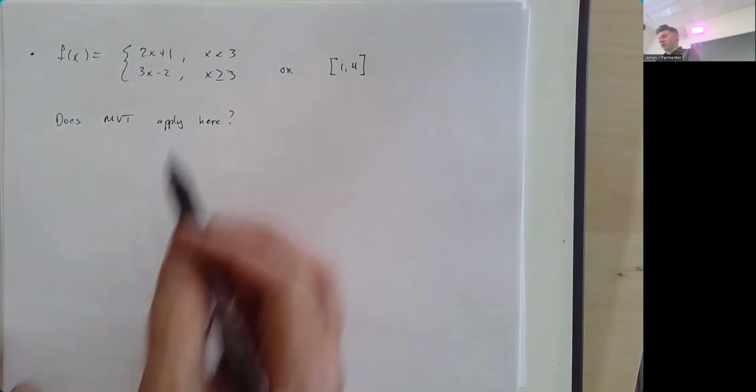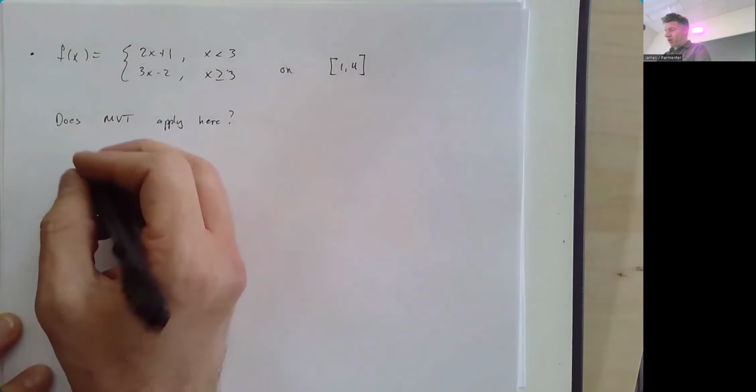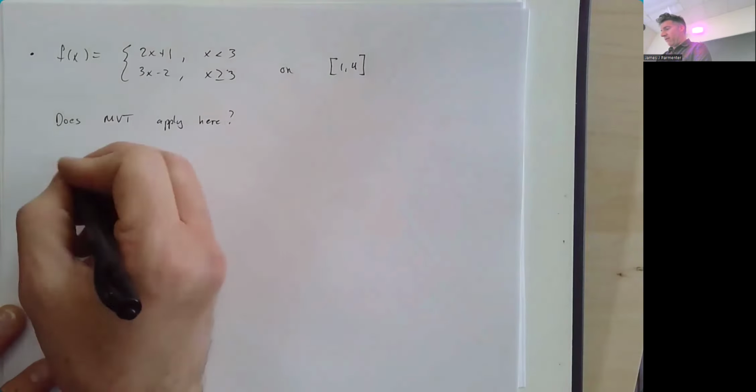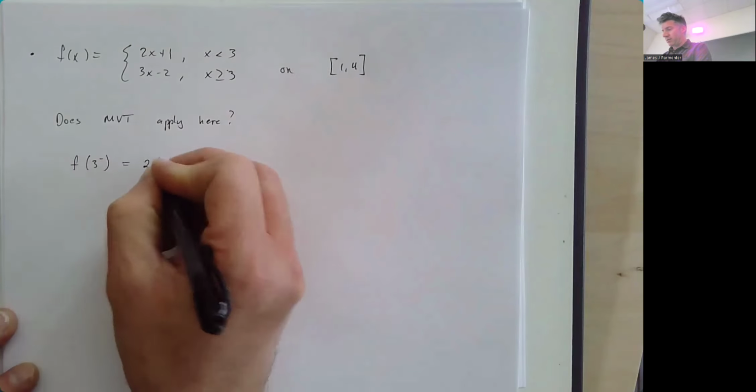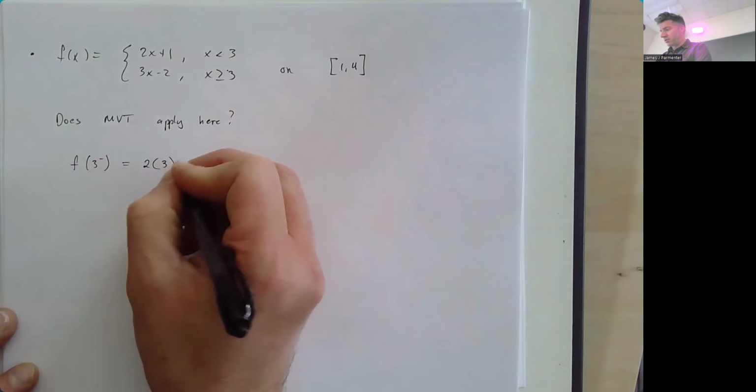So let's see, if we plug in 3 to each piece here, what do we get? I'm going to use some abbreviated notation here. If we look at f of 3 from the left, that would be 2 times 3 plus 1, which would be 7. Look at f of 3 from the right, we're getting 3 times 3 minus 2, which is also 7. So at least it looks like continuity is okay, because if you approach 3 from the left or 3 from the right, both y values are approaching 7.